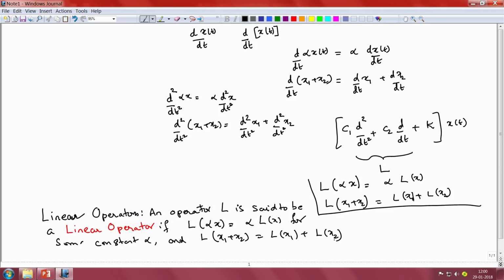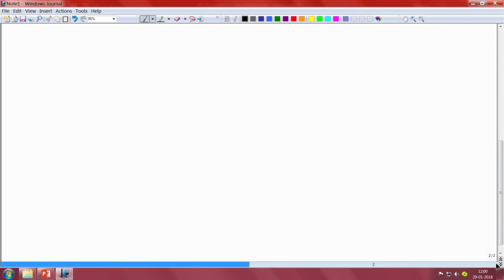We are now in a position to revisit our definition of a linear system, and this time we shall define a linear system by employing this definition of a linear operator. I shall write out the definition of a linear system here.